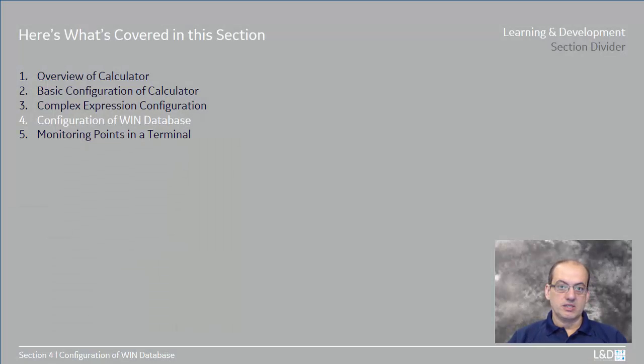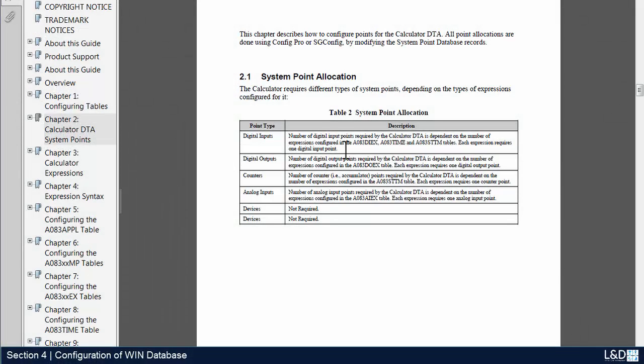Now that you've got the expression configured, let's configure the win database for this complex expression. So for the A083, the system point database allocation, as in this document, depending on the document that you have, the page is 17, you can see that you need one digital input for any expression that's written in the digital input expression table, the non-storage timer, and the storage timer table. So for every expression, you will need to add a point.